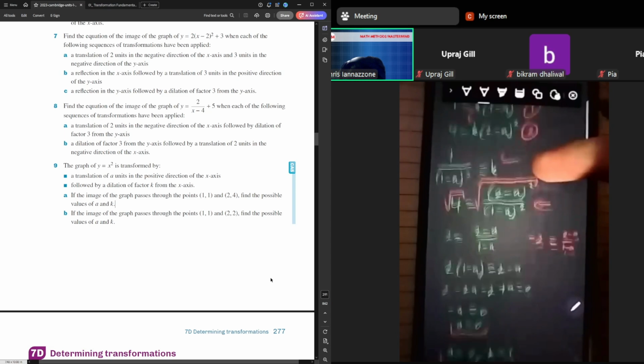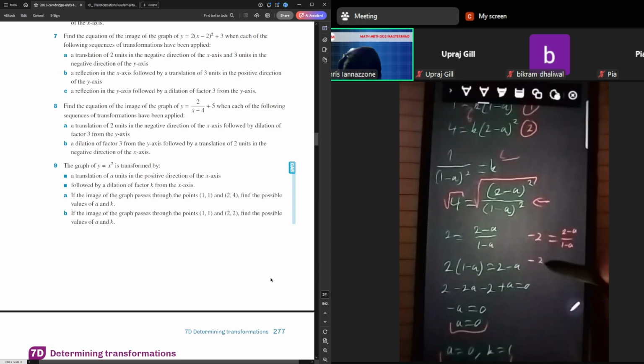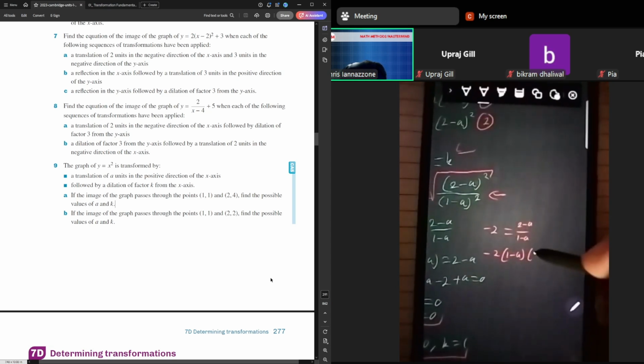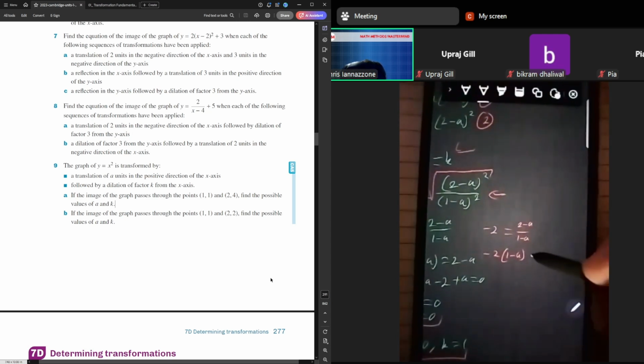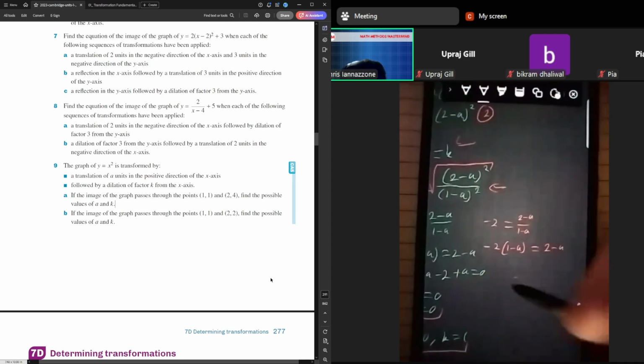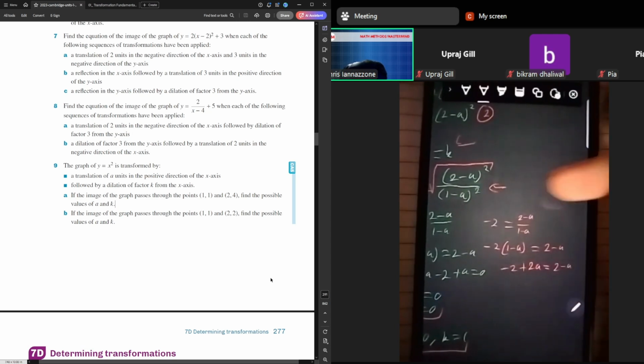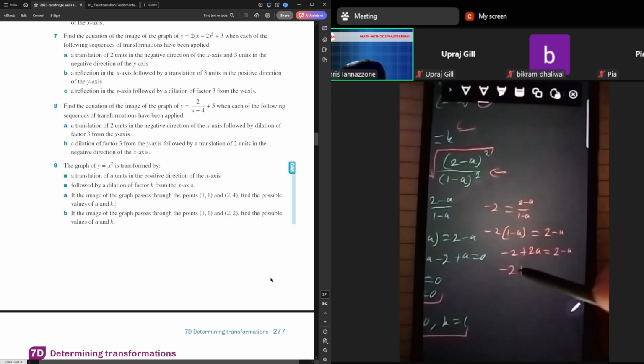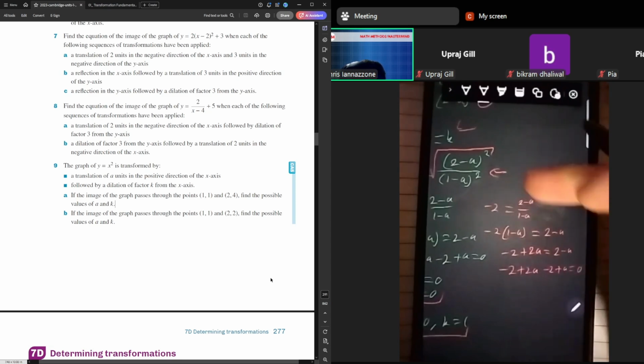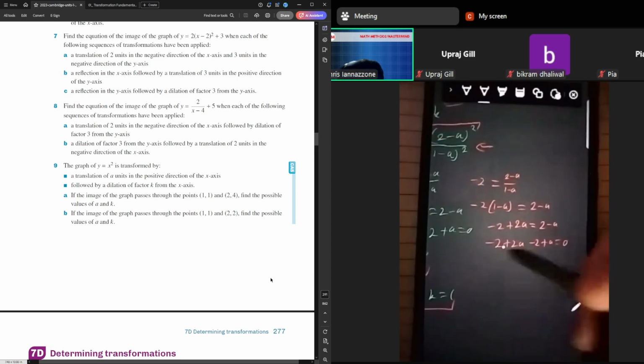1 minus a. Negative 2 bracket 1 minus a. 2 minus... oh, whoops, that's not how that works. 2 minus a. And then minus 2 plus 2a equals 2 minus a. Minus 2 plus 2a. Minus 2 plus a equals 0. Minus 2 make minus 4. And then plus 3a. Yeah, okay.